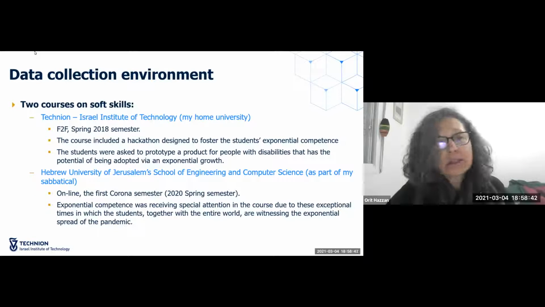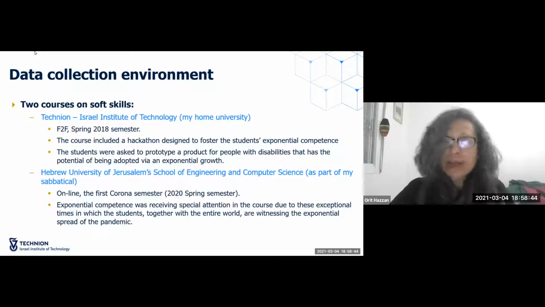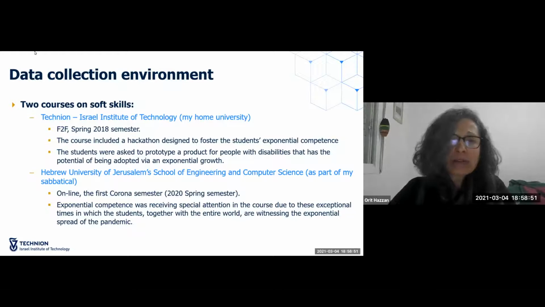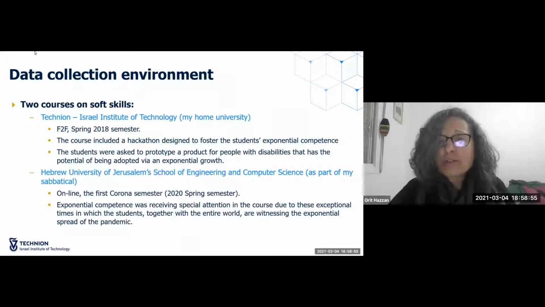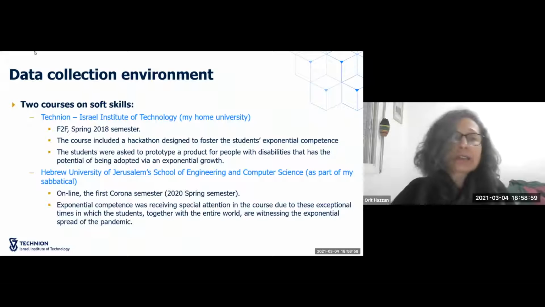I will describe 2 courses that I taught. One is at the Technion, which was taught face-to-face in the spring 2018 semester. And the course included a hackathon designed to foster the students' exponential competence. The second one was taught at the Hebrew University of Jerusalem, School of Engineering and Computer Science, as part of my sabbatical. It was online.